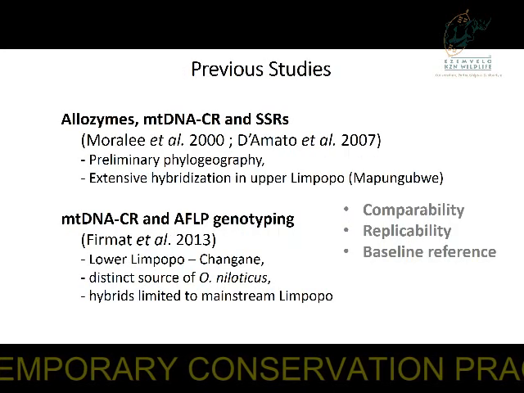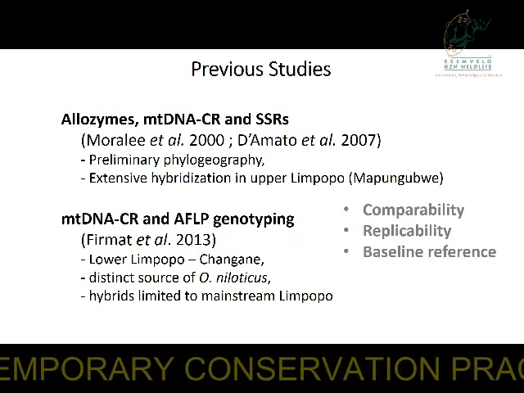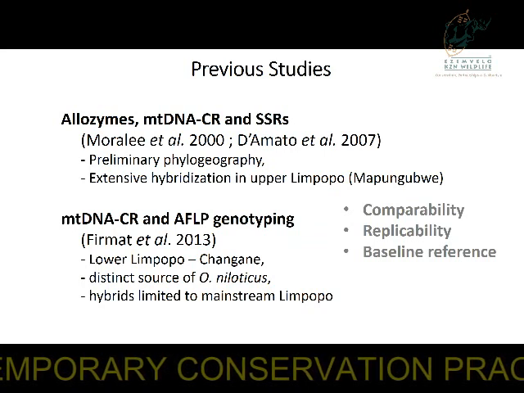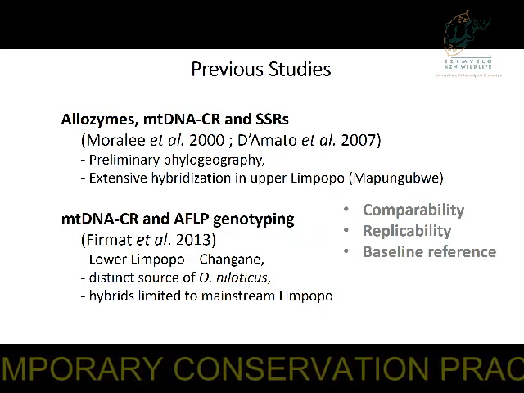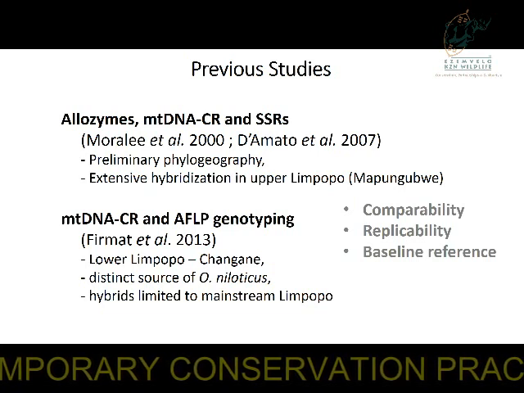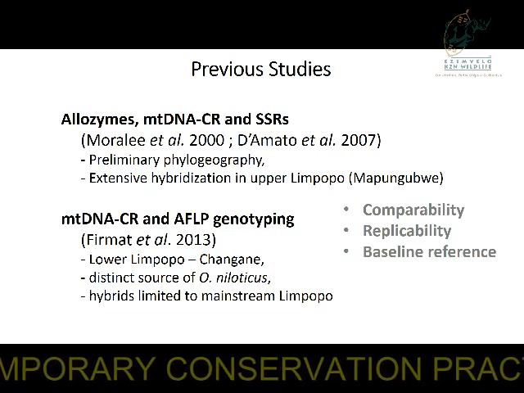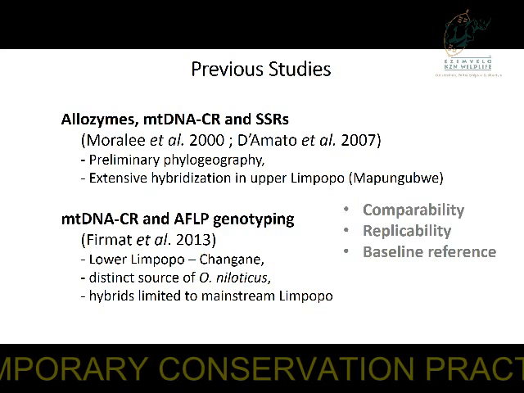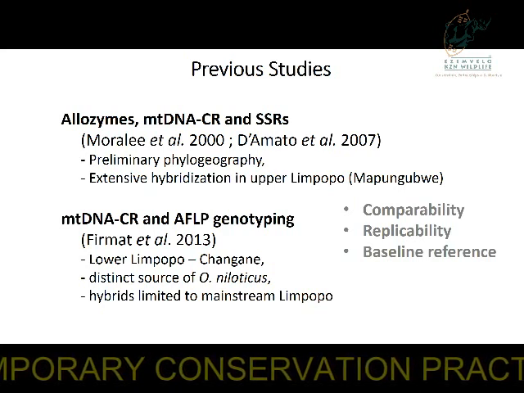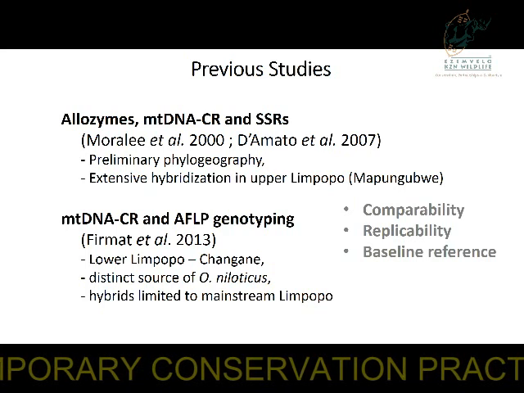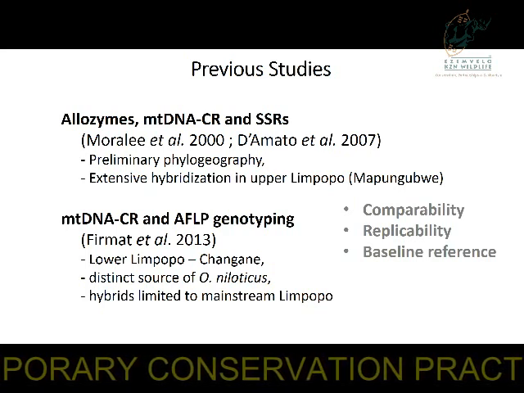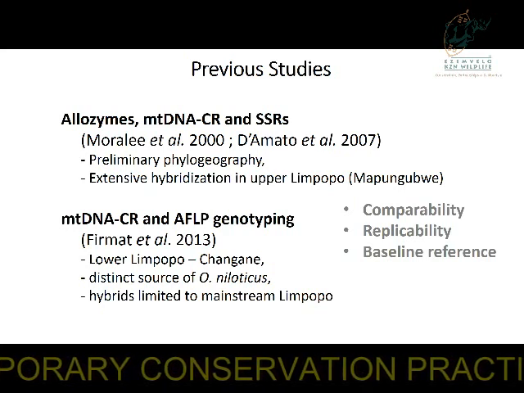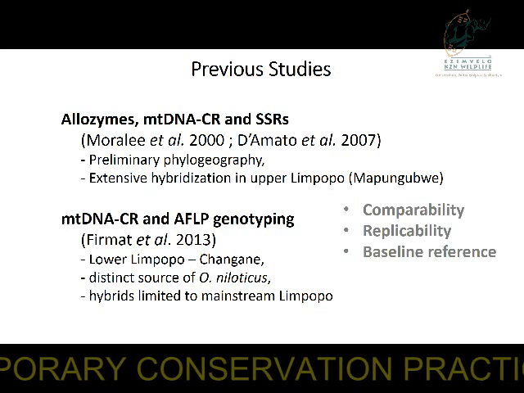Okay, there's been a couple of phylogeographic style studies previously using a variety of markers, which have shown hybridization and informed us to some extent about what's going on. Ideally, what we're looking for when we do these studies is comparability, in that if I do a study here and you do a study over there, we're counting in the same way, so that we can compare the data that you got. We'd like replicability so that we can redo it and get the same results, or at least equivalent results. And we'd like a baseline reference.